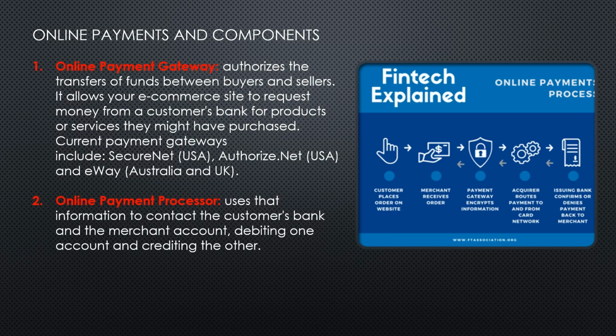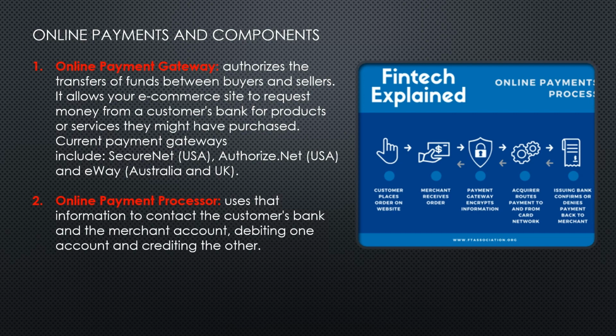From the picture on the right side, the customer is the person who placed the order on the website. The merchant receives the orders from the customer. The payment gateway encrypts all the information collected from the customer and then transfers it to the acquirer. The acquirer transfers that information to the bank to ask the bank to confirm or deny the payment, and the answer comes back to the merchant.